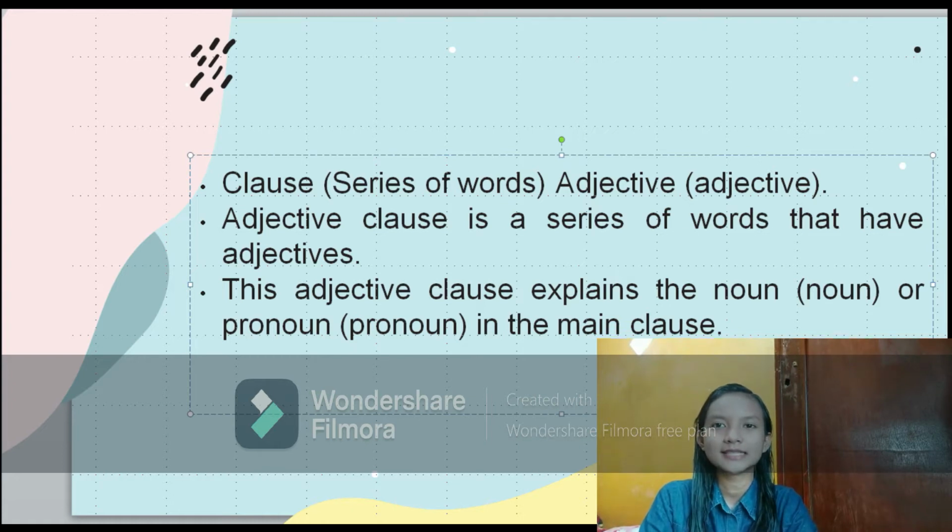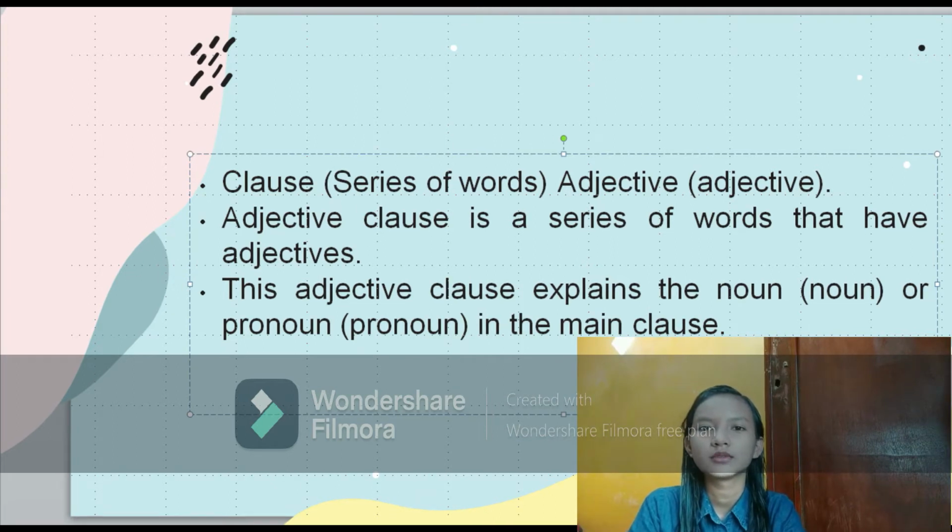Okay, thanks Adjie. I will discuss the adjective clause. An adjective clause is usually called a relative clause. Clause means a series of words, and adjective means adjective. So, an adjective clause is a sentence that has an adjective. This adjective clause serves to explain the noun or pronoun in the main clause. Adjective clause or relative clause is one of the most important parts of grammar because it is often used and plays a role in providing more detailed information in a sentence.